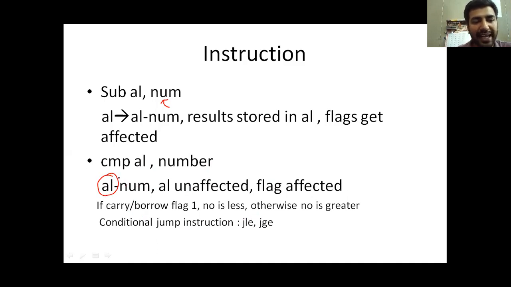So let's see if AL is less than the number. This subtraction will generate a borrow and the flag would get affected. By looking at the flag, I can say that if the flag is generated, my number is lower. If the carry flag is not generated, it is 0, and I can say that my number in AL is greater. Based on that, I can take a decision. I can change the logical sequence of the program.